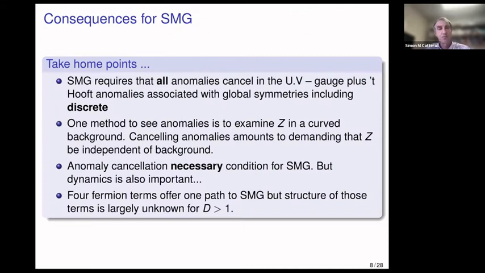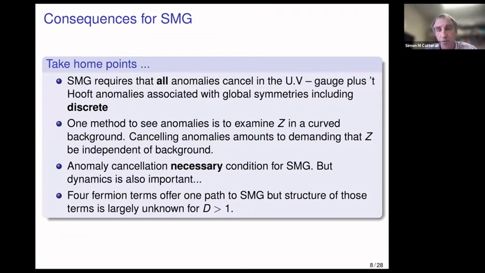So I'll give you some examples later on where one needs more than just, for example, pure four fermion interactions to make things go. And also the structure and the symmetries of that four fermion interaction can be very important as well. So it's not just a question of counting fermions. There's more to it than that. And that's really where I think a lot of the potential for new work arises.